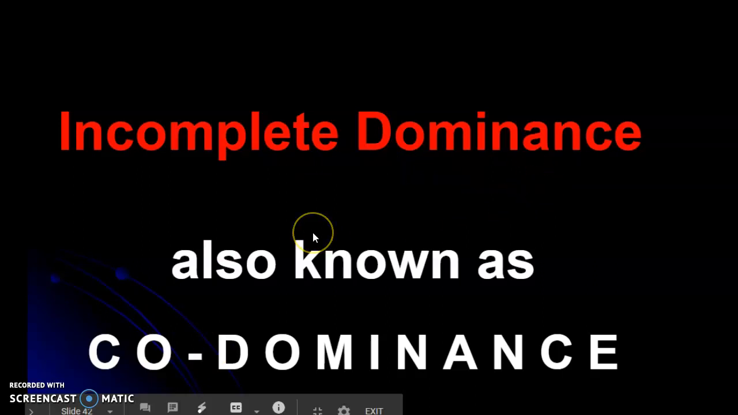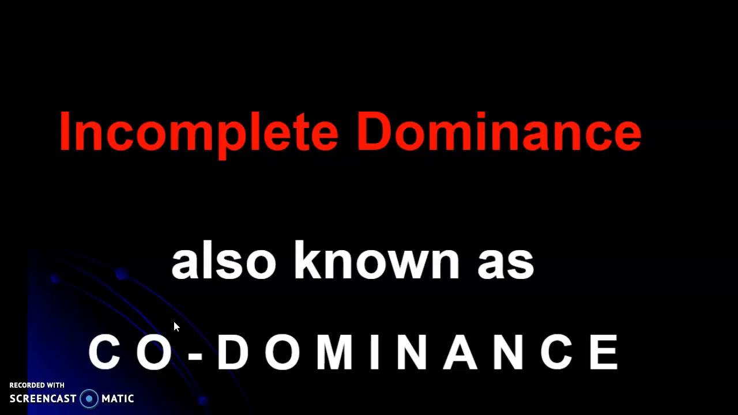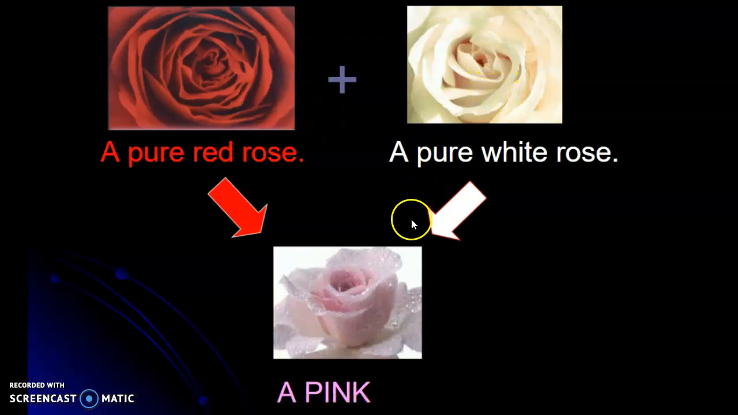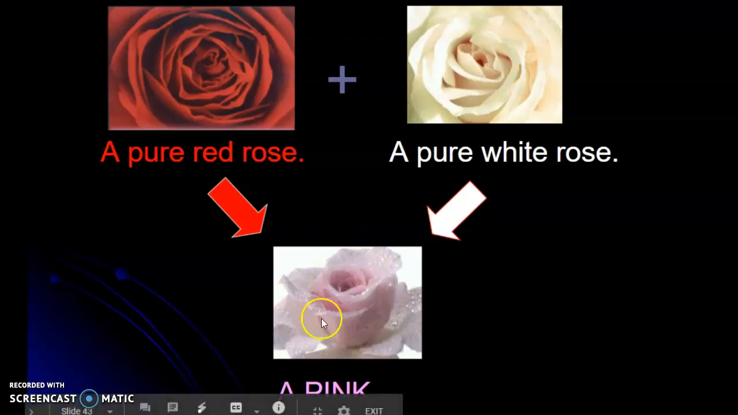Incomplete dominance. For some reason, one of our old teachers thought that codominance and incomplete dominance was the same. It's not, but we'll look at it. So let's look at roses instead of carnations. So if we take a red rose and we mate it to a white rose, we don't get red roses. We would get a pink rose. You get a blending, an in-between. This is referred to as incomplete dominance. It's something in the middle.